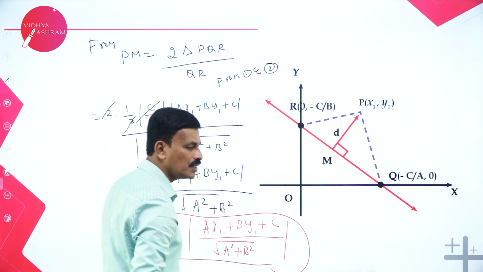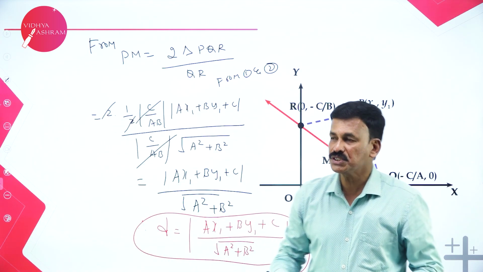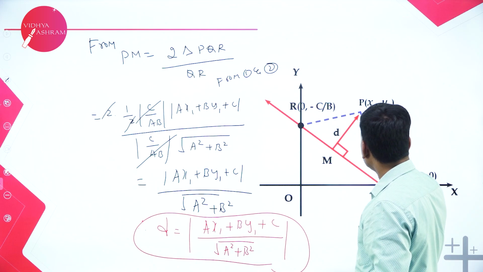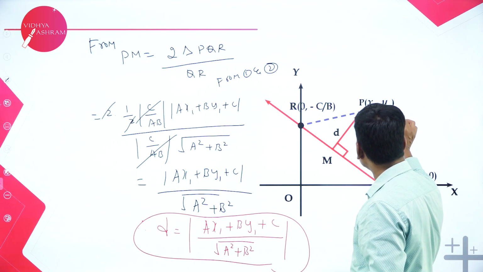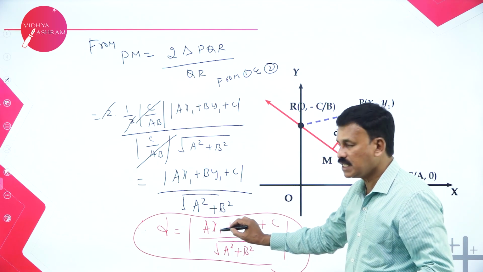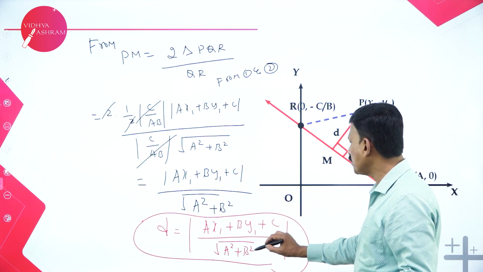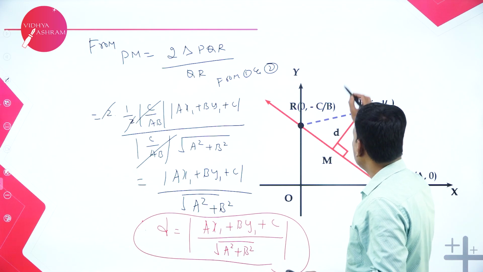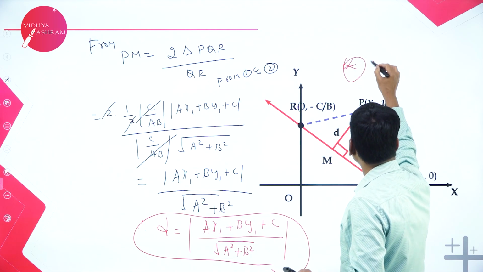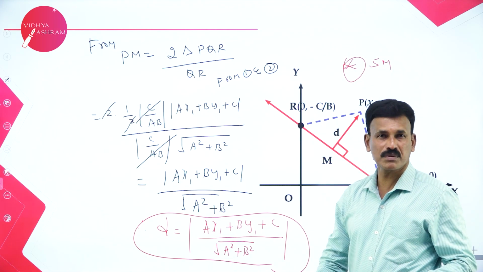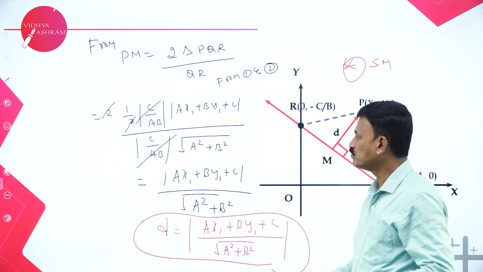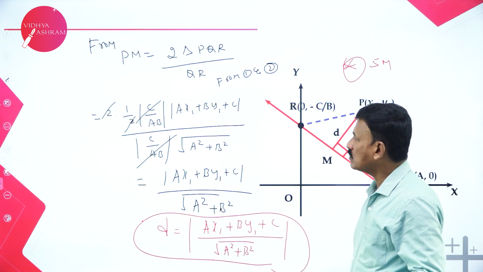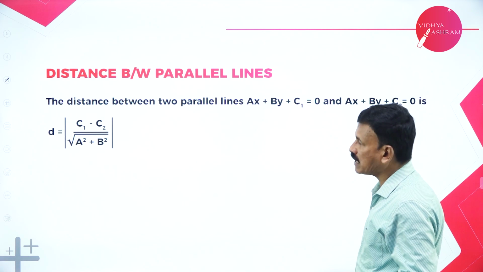This is how we derive the length of the perpendicular from P(x1, y1) to the line, which is mod of Ax1 plus By1 plus C divided by root of A square plus B square. That's it. Anyway, hope you followed. This is very, very important for 5 marks. You may expect this for your final examination. A very simple concept. Now, the distance between the parallel lines.